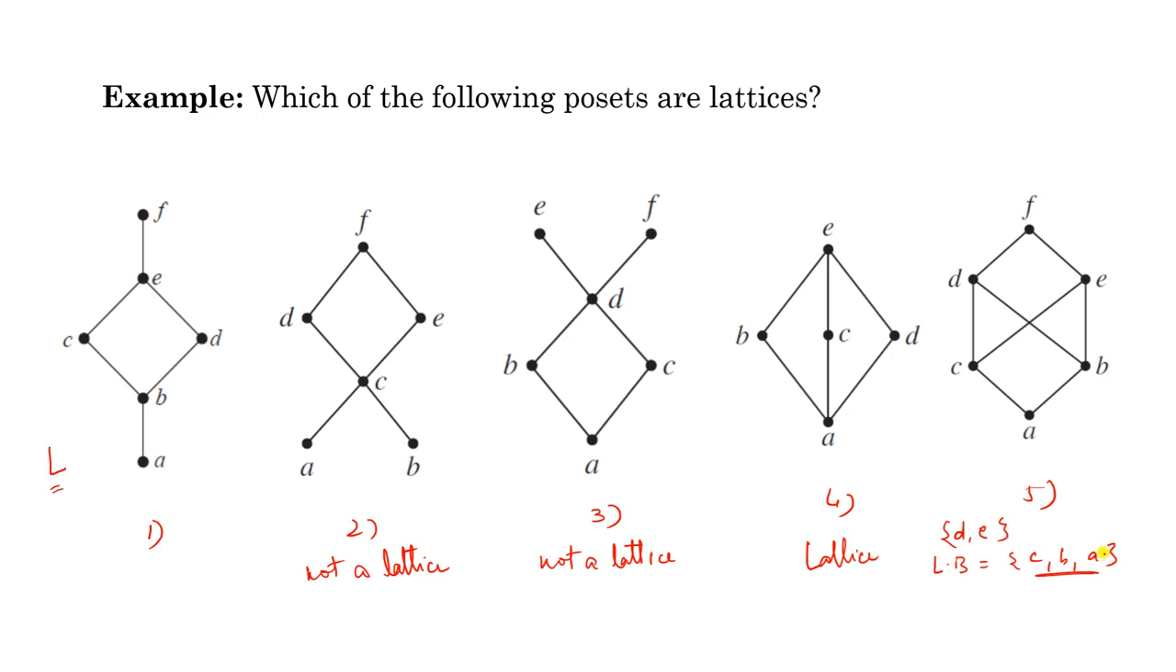So no element is there which is preceded by every other element of this set. That's why for DE, the greatest lower bound does not exist. Similarly, you can say for CB, the least upper bound does not exist. So this figure 5 is not a lattice. In this way, you can check whether a given poset is a lattice or not.